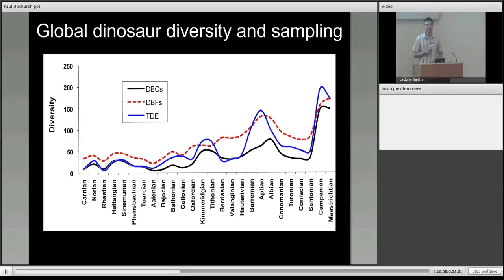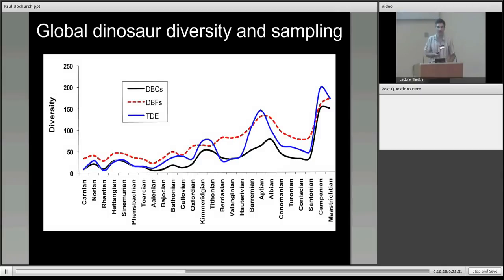Basically, DBFs refers to geological units, numbers of formations where you can find dinosaur material, and DBCs relates to the number of collections made by paleontologists of dinosaur material. And you can see that those three curves, with a few exceptions, basically track each other through the Mesozoic. That's just a kind of qualitative eyeballing.